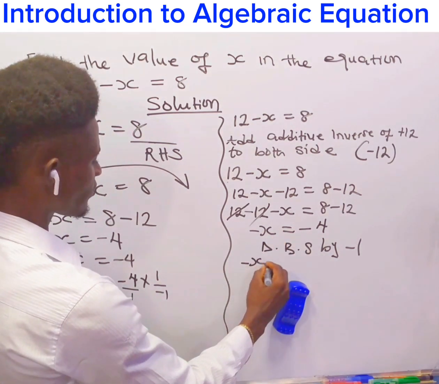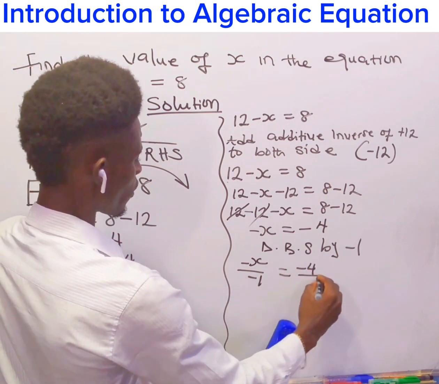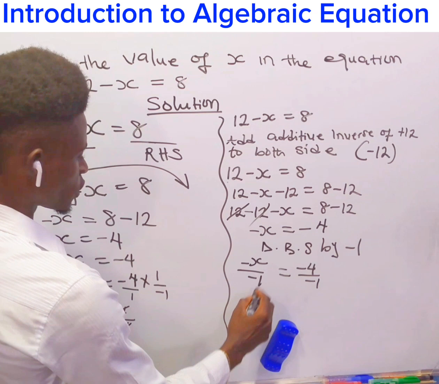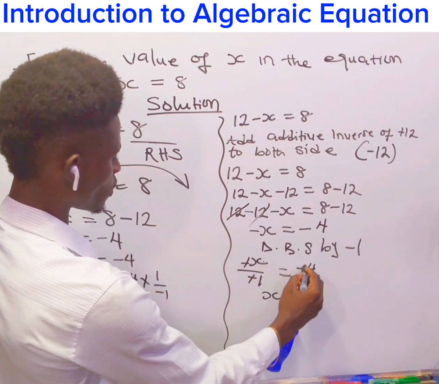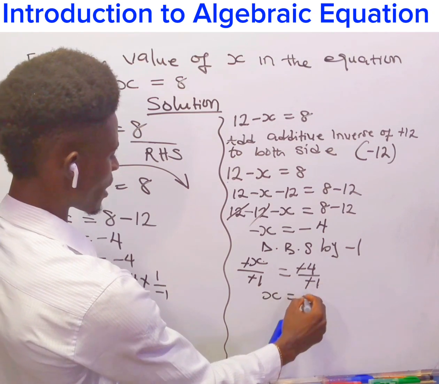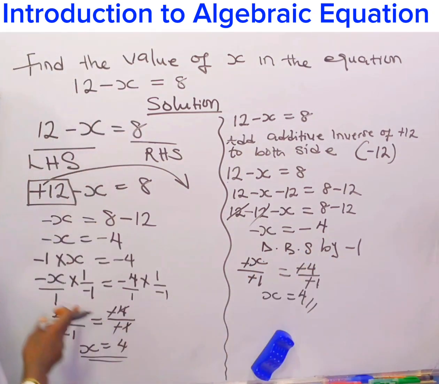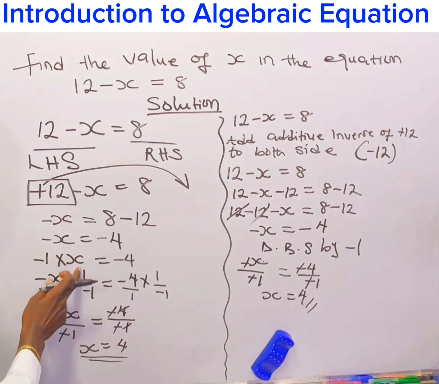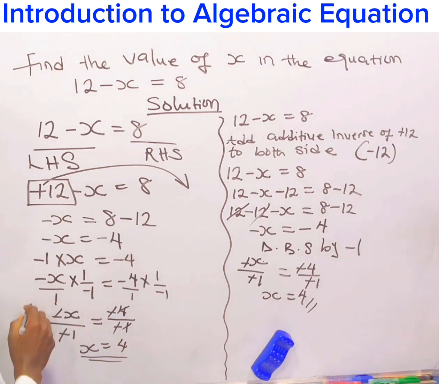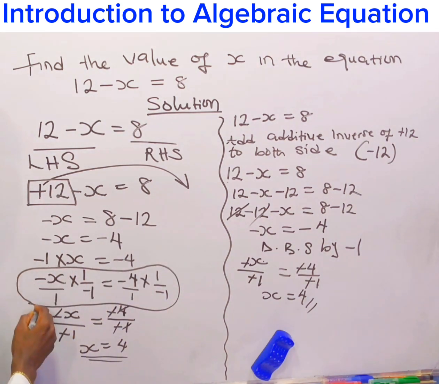So it will now be negative x over negative 1 to be equal to negative 4 over negative 1. So negative cancels negative, x divided by 1 is x, to be equal to negative cancels negative, 4 divided by 1 is 4. Dividing both sides by negative 1 is the same as multiplying both sides by 1 over negative 1. The multiplicative inverse is a long method.